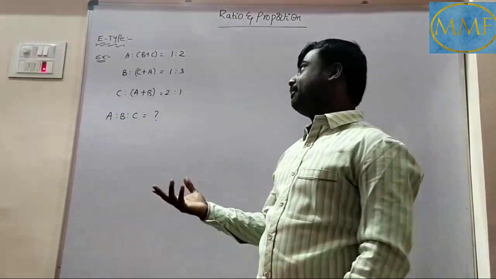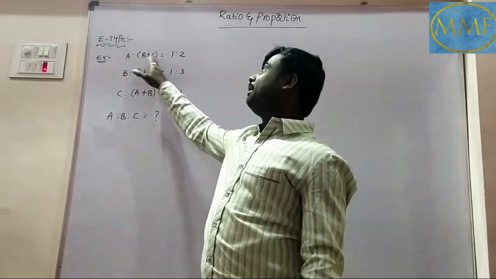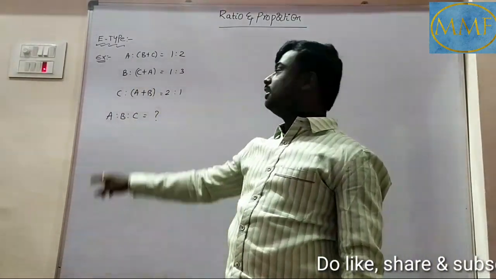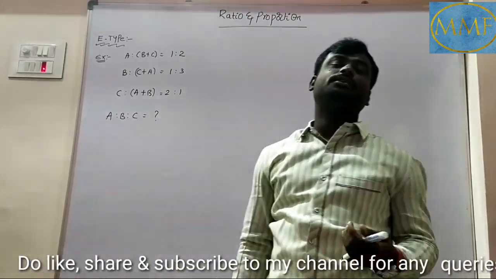See next E type model. In this type of model they will give like this. A is to B plus C is 1 is to 2. B is to C plus A is 1 is to 3. C is to A plus B is 2 is to 1. Then they will ask what is A is to B is to C.